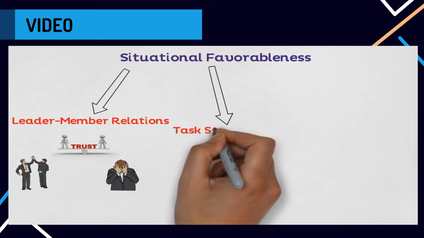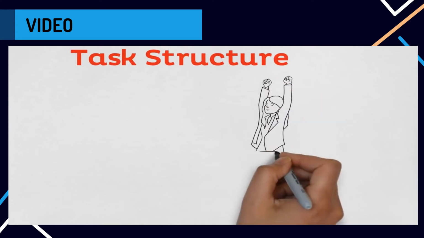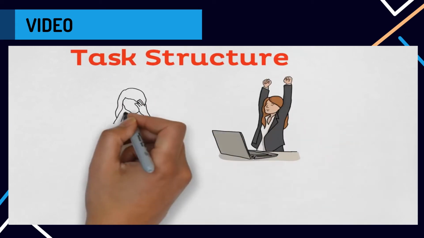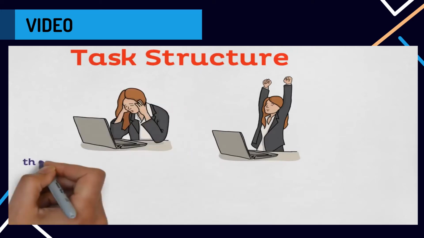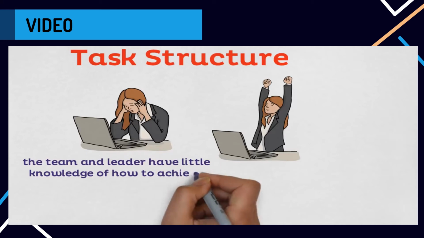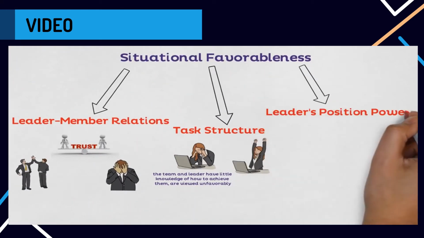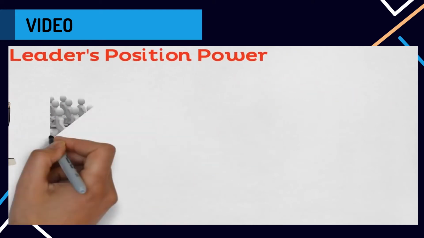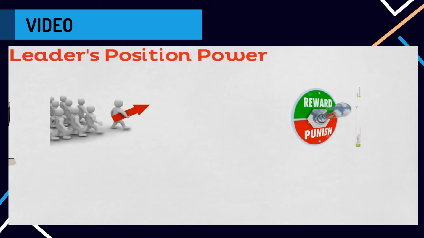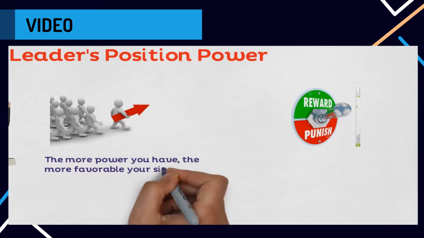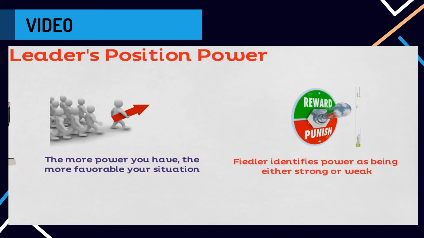Number 2, task structure. This refers to the type of task you're doing. Clear and structured, or vague or unstructured. Unstructured tasks or tasks where the team and the leader have little knowledge how to achieve them are viewed unfavorably. Number 3, leader's position power. This is the amount of power you have to direct the group and provide reward or punishment. The more power you have, the more favorable your situation. Fiedler identifies power as being either strong or weak.